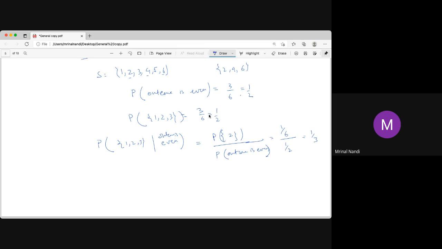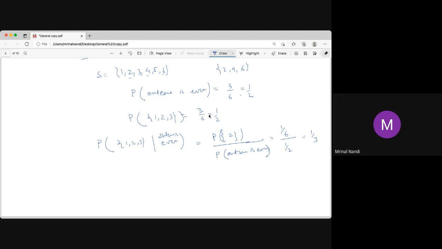It is obvious, because it is in the same toss. If I say the outcome is even, that means the probability of 2 is slightly more, because it is among 2, 4, 6. If I say the outcome is odd, given that the outcome is odd, then it is 2/3.